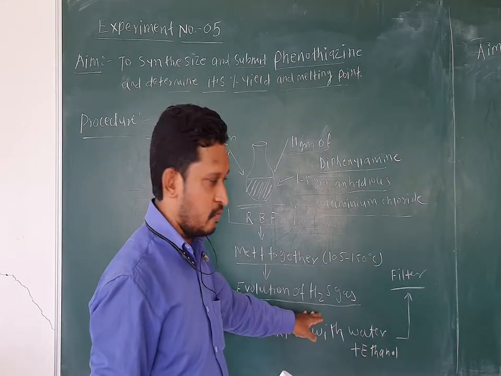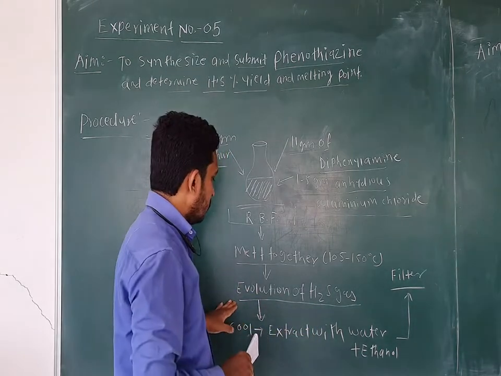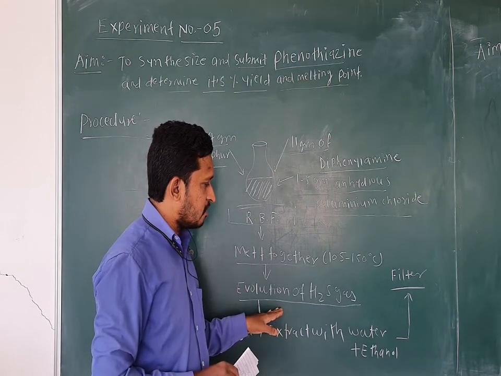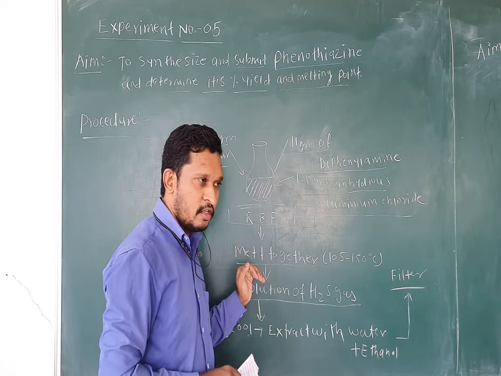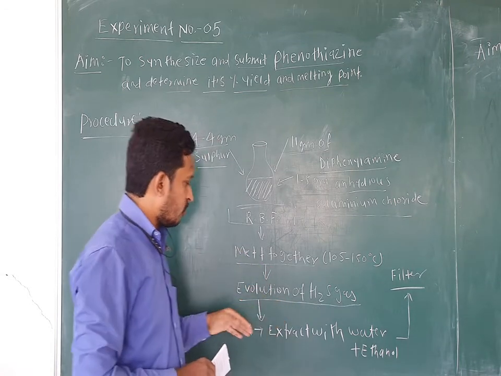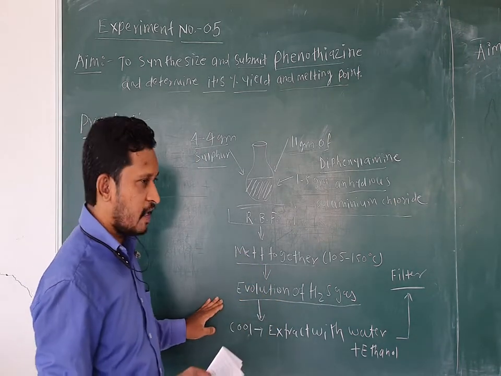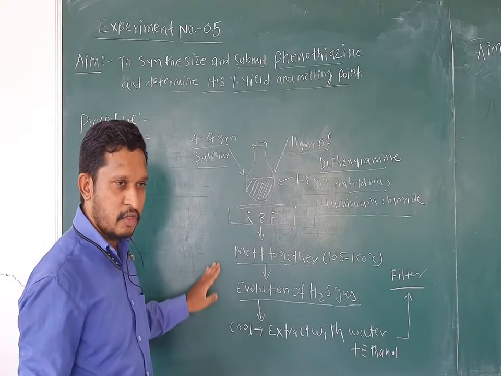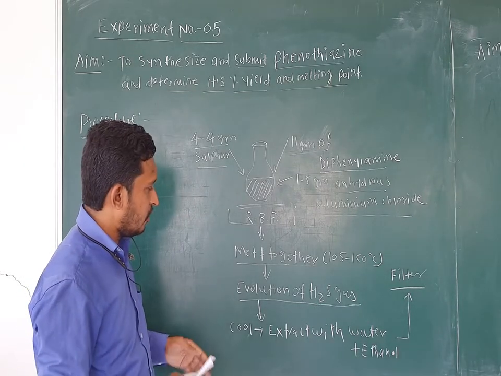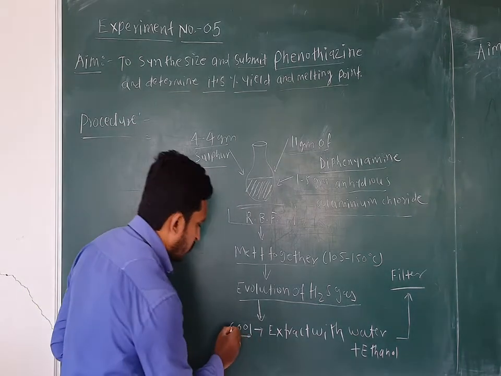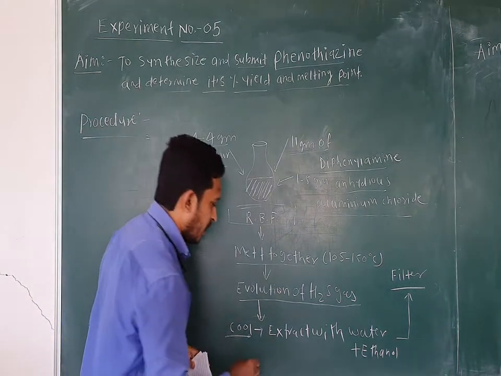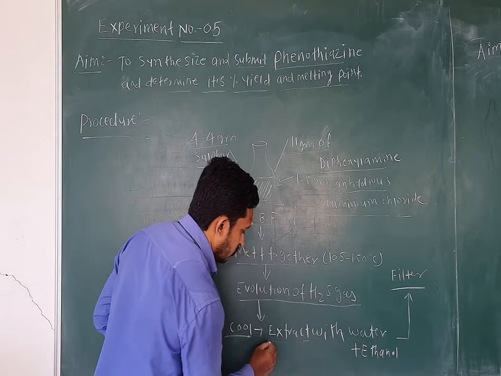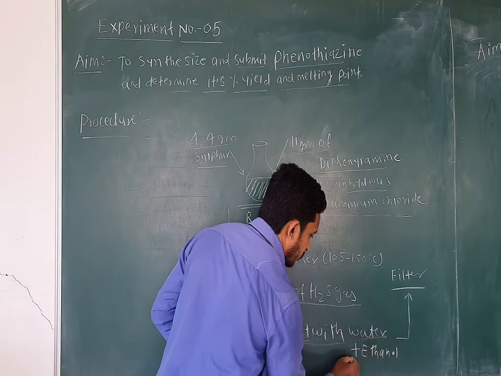After the evolution of hydrogen sulfide gas and the melting of these solids into liquid, you have to cool this solution to room temperature. Then you have to extract this solution, first with water and then with alcohol.